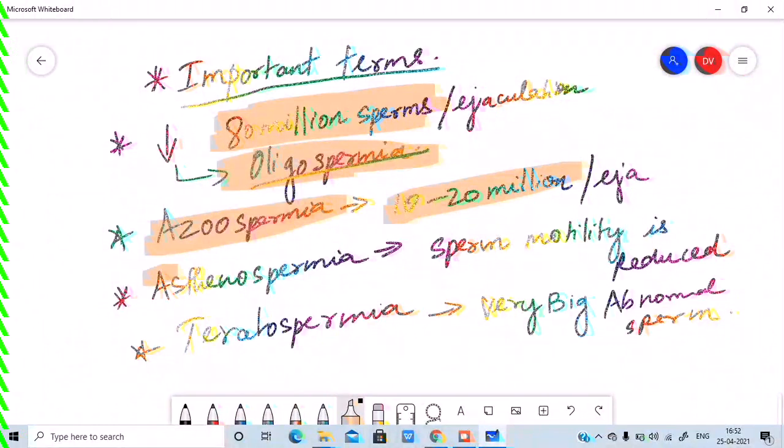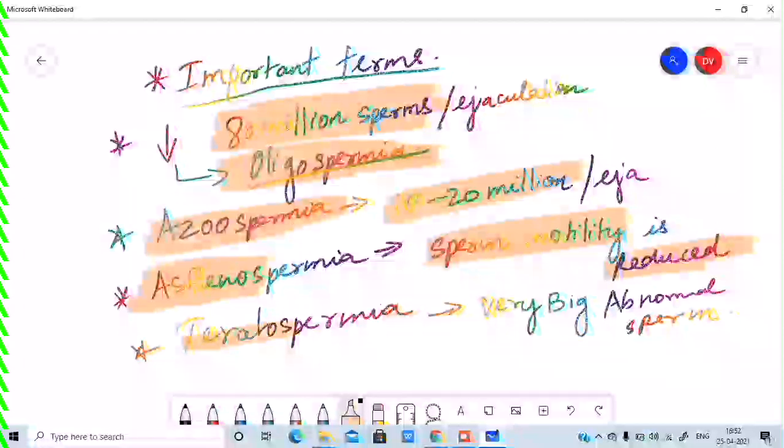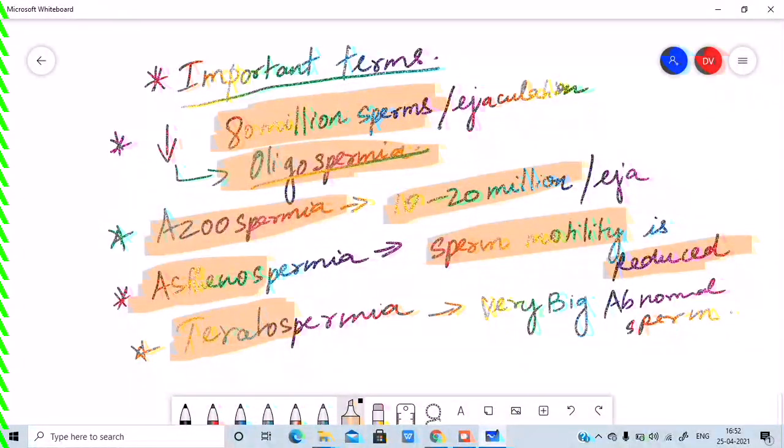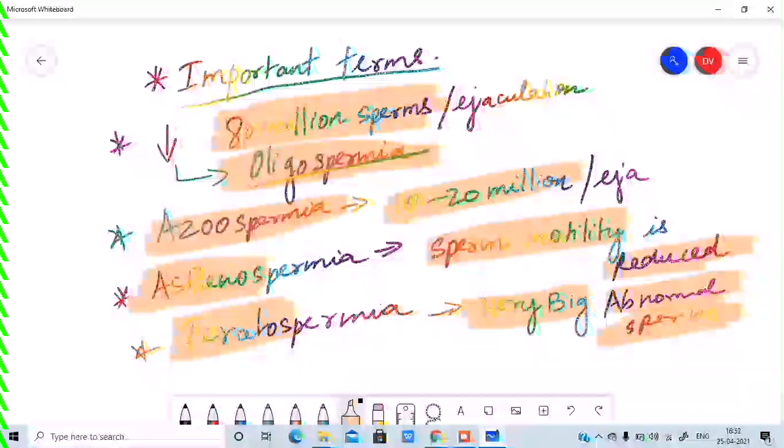And there is one condition known as asthenospermia. Asthenospermia is where the sperm motility is reduced, because of which fertilization cannot happen. And teratospermia, terato is like a rakshasan, a very big abnormal sperm. Because of which again it will create a lot of problems with fertilization, right? So these are some of the terminologies which you guys have to look upon.